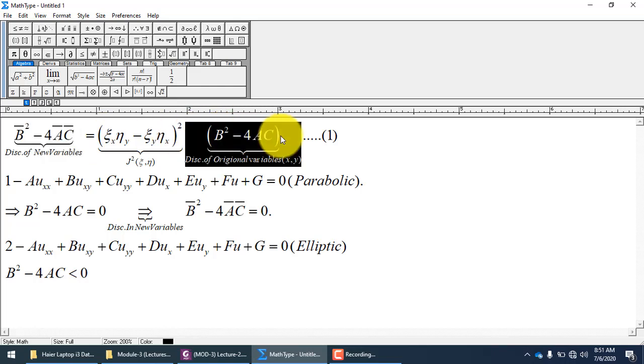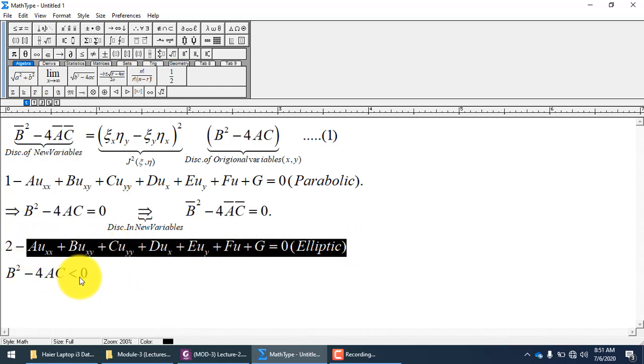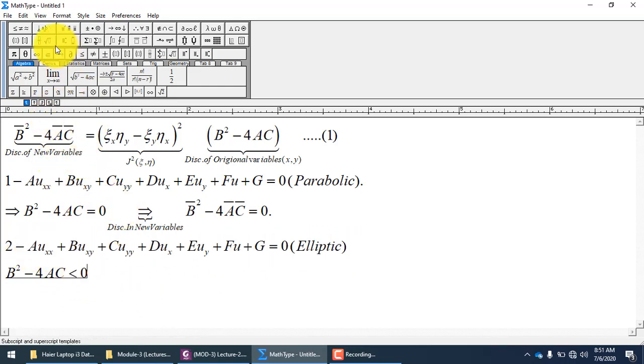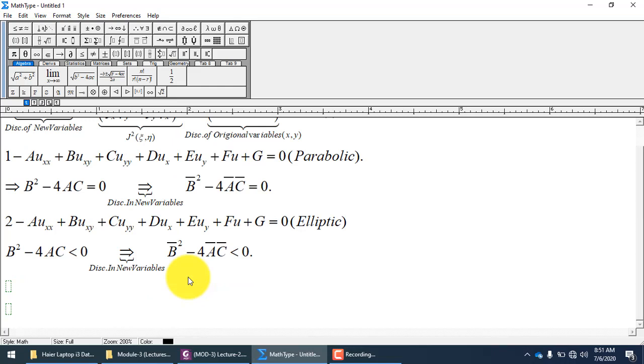But if that quantity in black which I have written there is less than 0, or your equation is elliptic, then what will happen? This implies that the discriminant in new variables, B bar square minus A bar C bar, will also be less than 0. So what I was trying to explain, and I wanted all of you to be familiar with this knowledge.